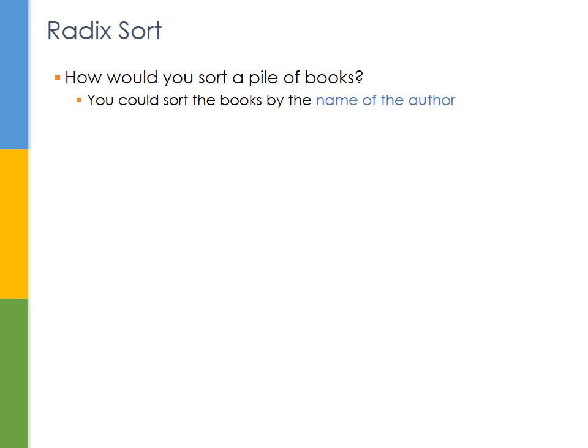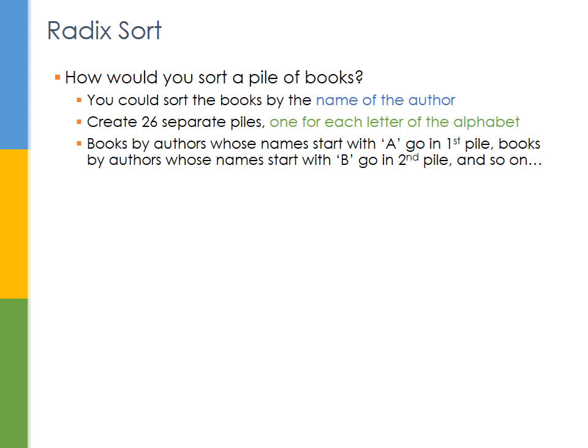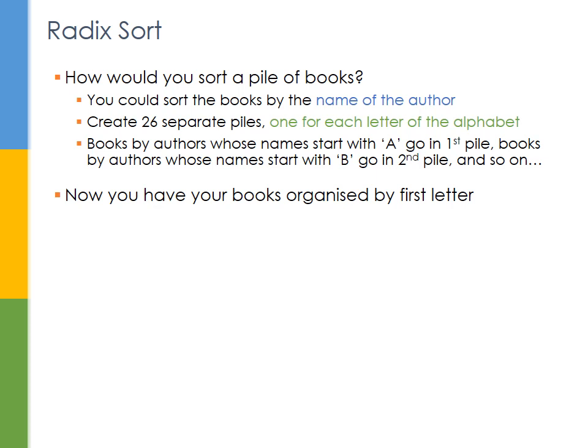What we could do is attempt to sort the books by the names of the authors. We could do this by creating 26 separate piles, one pile for each individual letter of the alphabet. We take all of the books by authors whose names start with the letter A, and those go into the first pile. Authors whose names start with B, all of their books go in the second pile, and so on and so forth for all 26 letters of the alphabet. So now we have our books organized by the first letter of the author's name.